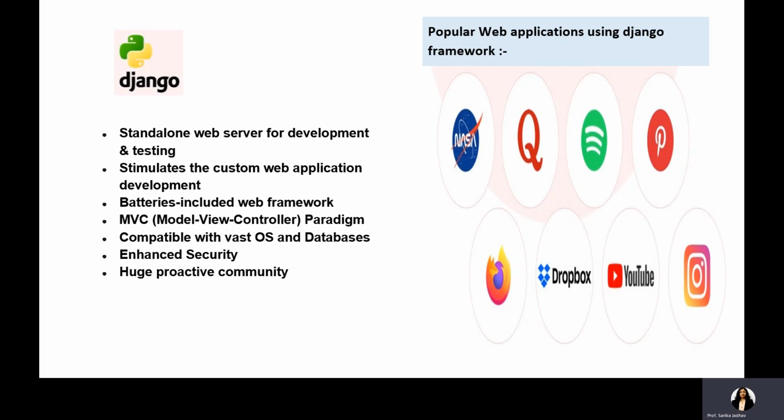Here are some of the popular web applications that have been developed using the Django framework. NASA is also adopting the features of Django to develop their applications. Also Firefox, Dropbox, then Instagram, and YouTube use the Django framework to design their code.